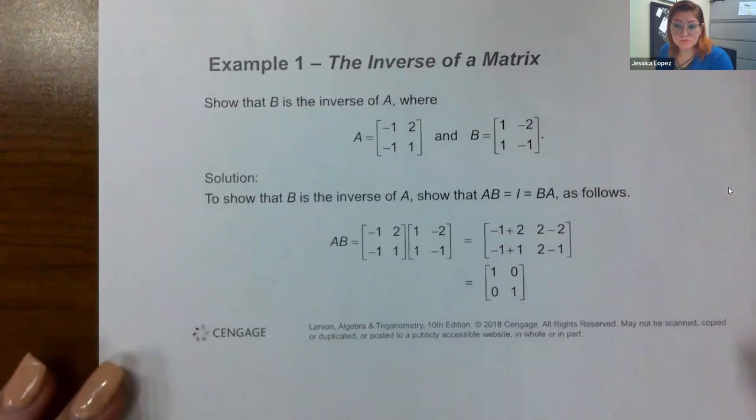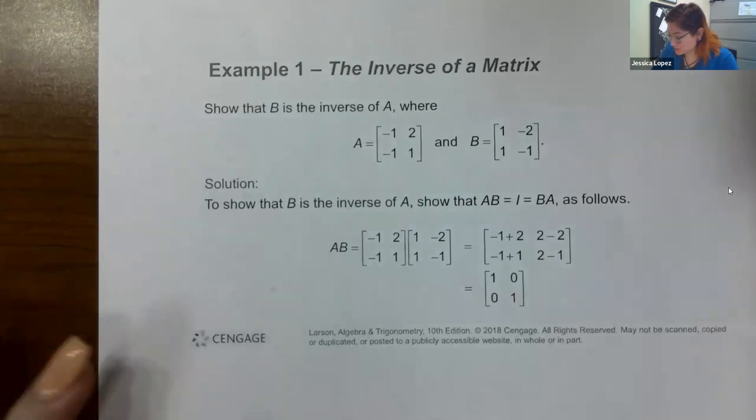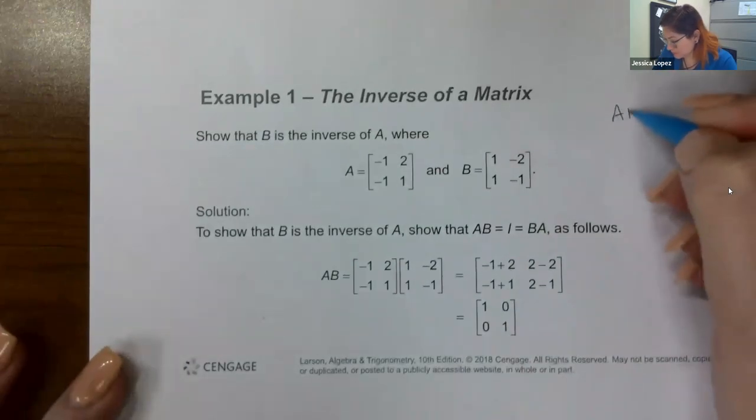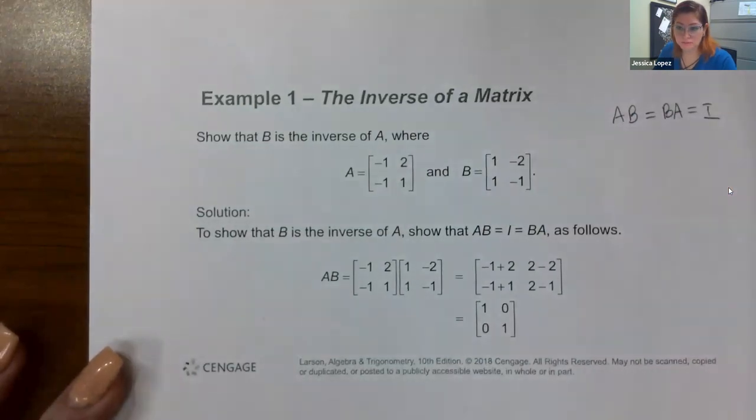So here's an example. It says, show that B is the inverse of A. Well, in order for me to show that, I essentially have to show that if I multiply them this way, or if I multiply them this way, I should end up with the identity matrix, okay?